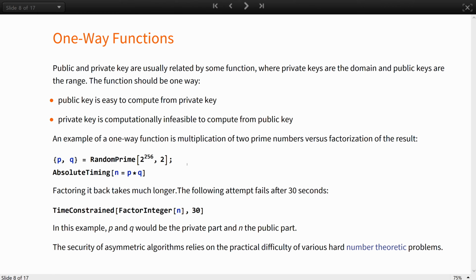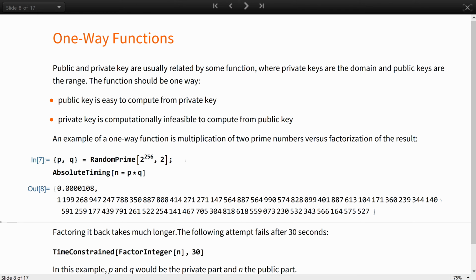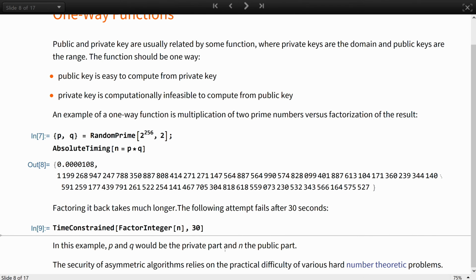An example of a one-way function is multiplication of prime numbers versus factorization of the result. Multiplying two long numbers is practically instant, but factoring back takes much longer. For demonstration purposes, the following attempt fails after 30 seconds. In this example, P and Q would be the private part, and N would be the public part.